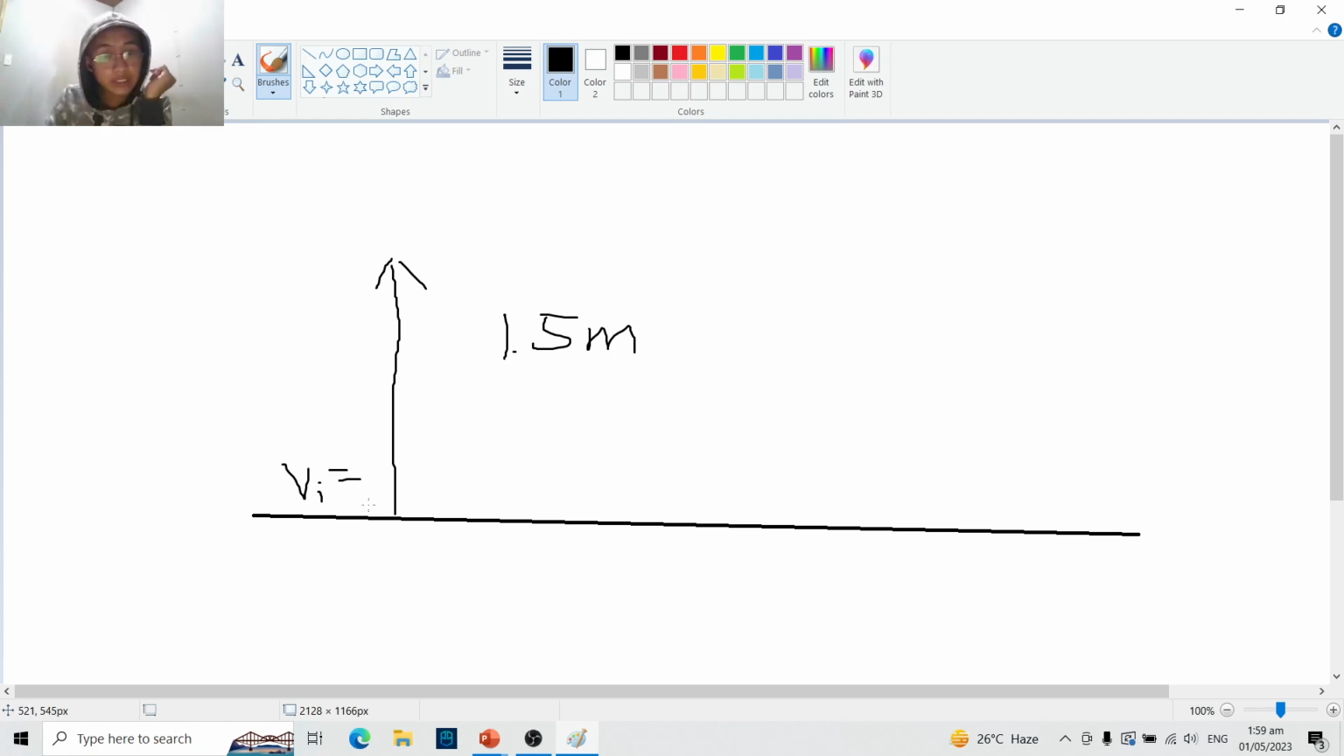Right? The initial velocity. Take-off speed, since it jumps, there is a force exerted. Of course, that is its initial velocity. Again, we know that g is equals to 9.81 meter per second squared.